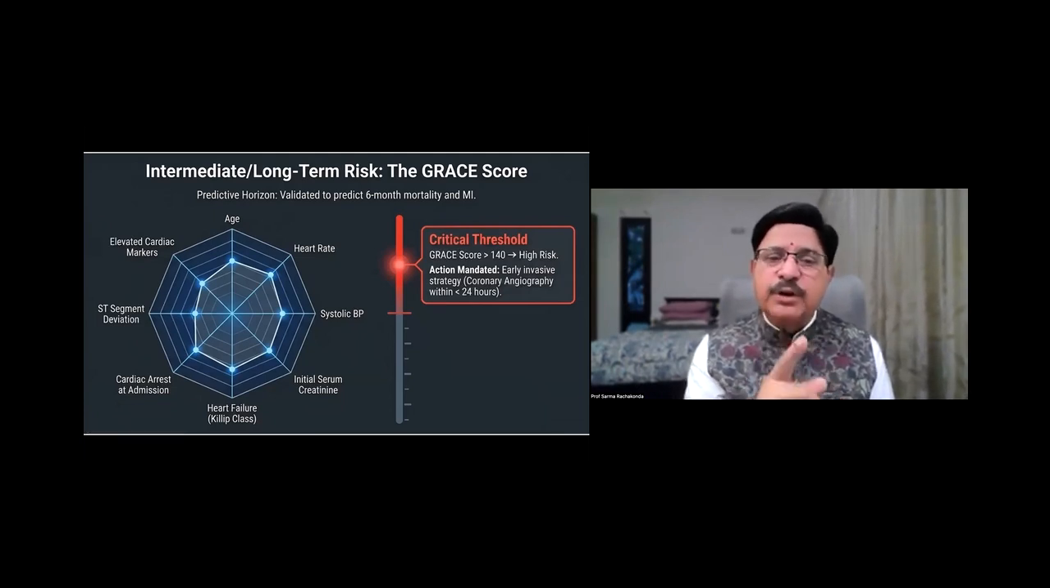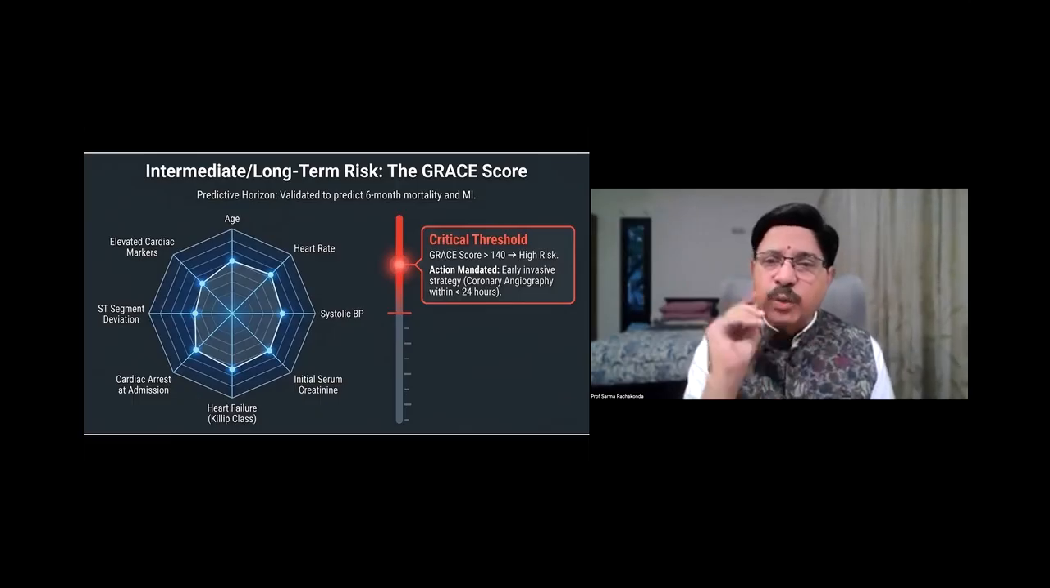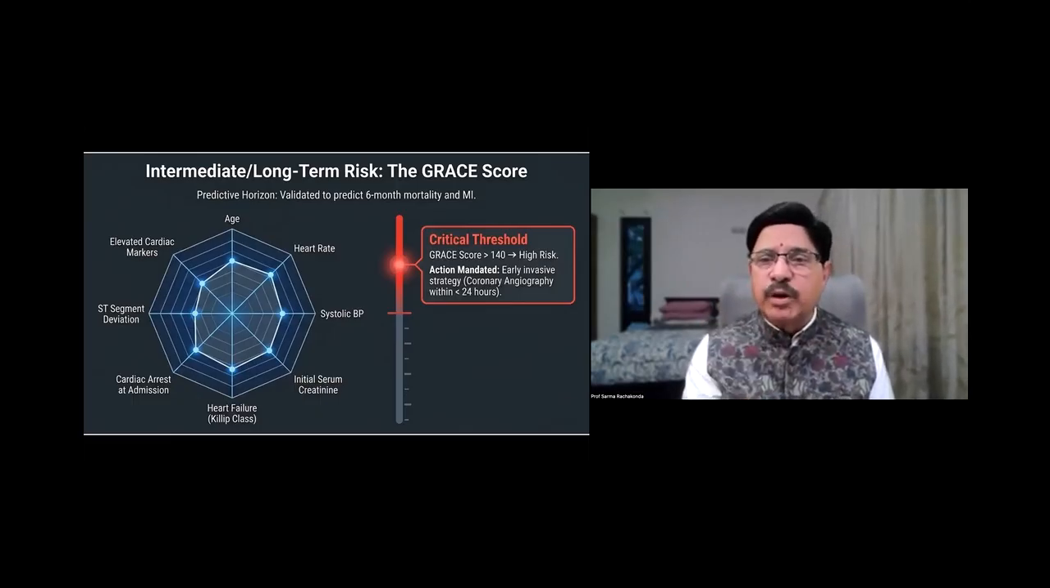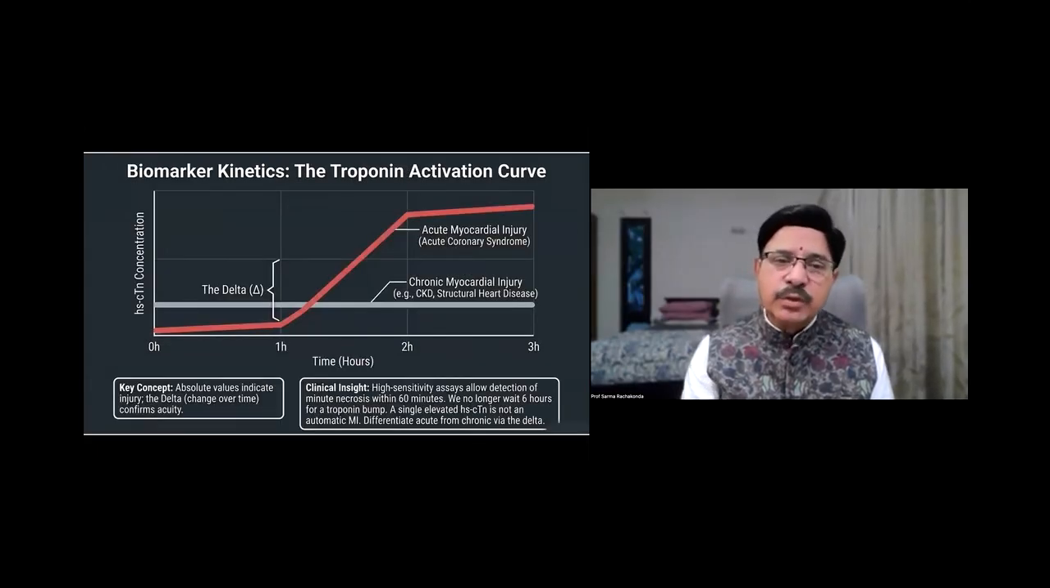For every patient of acute coronary syndrome, the GRACE score must be worked out, and 140 is the cutoff. Anything more than 140, early invasive treatment is the answer. Less than 140, you have an option of a delayed strategy, but early invasive.